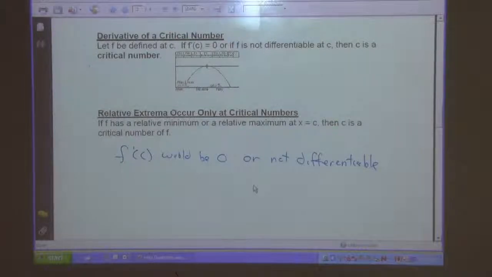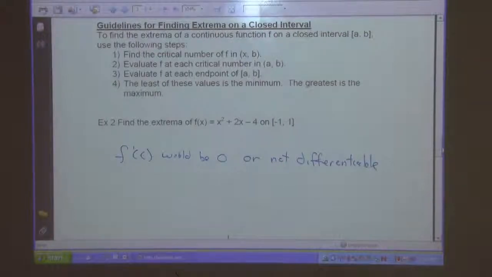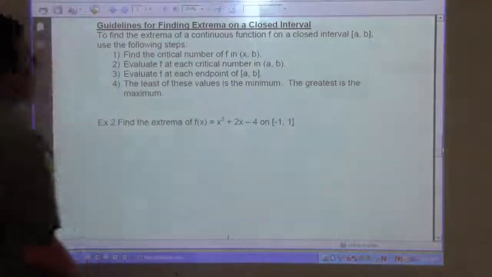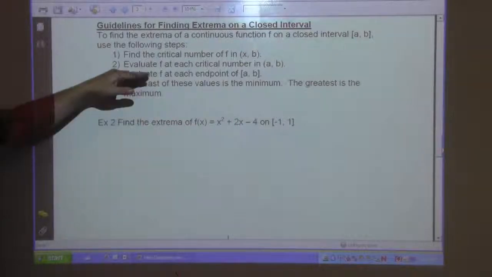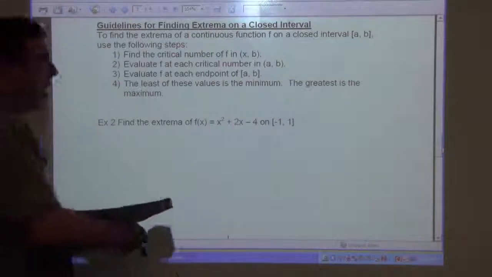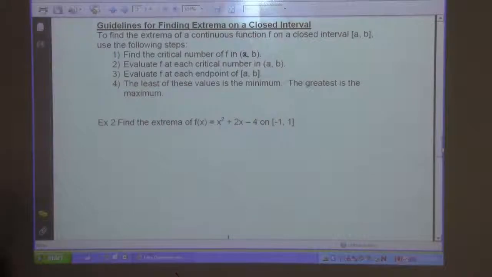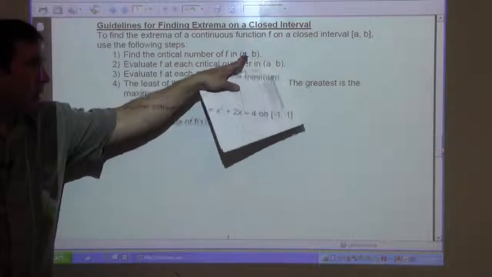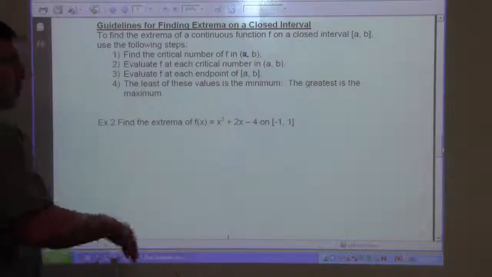Okay, going on to page 3. The guidelines for finding extrema on a closed interval. To find the extrema of a continuous function f on the closed interval from a to b, use the following steps. Find the critical numbers of f in the interval from, they should say, from a to b, not x to b. Evaluate f at each critical number in a, b. Evaluate f at each of the endpoints of a, b, so at the critical values and at the endpoints. The least of these values is the minimum, the greatest is the maximum.